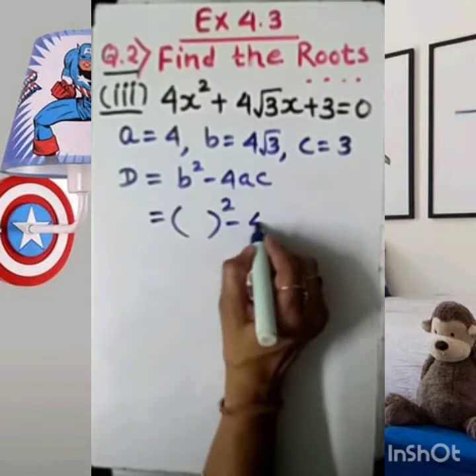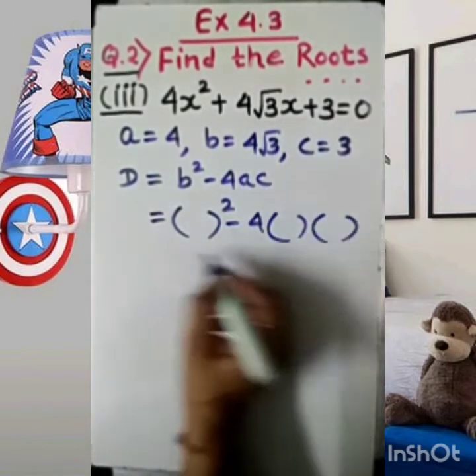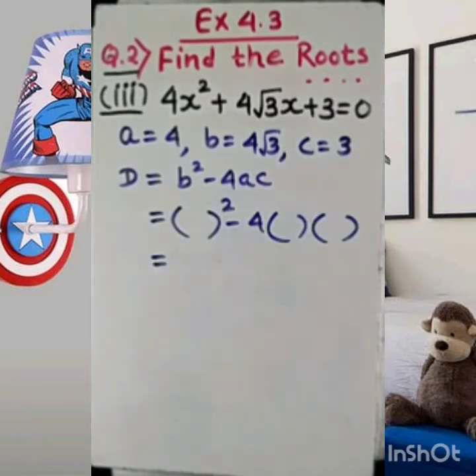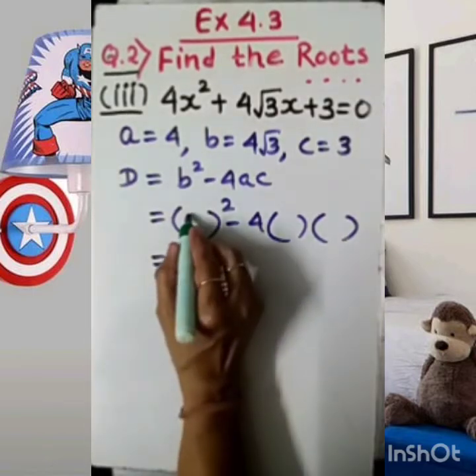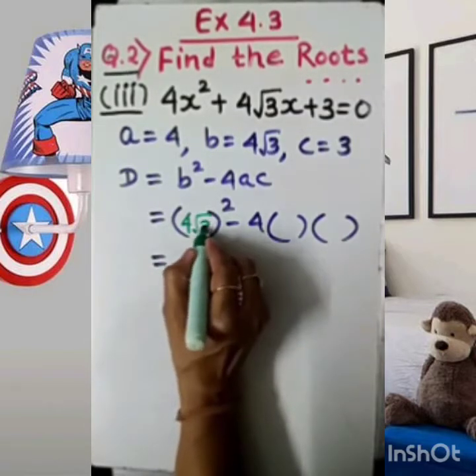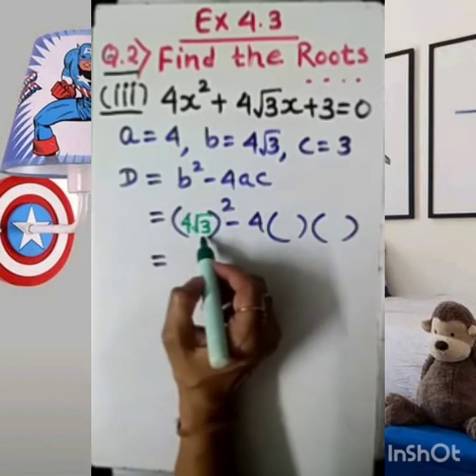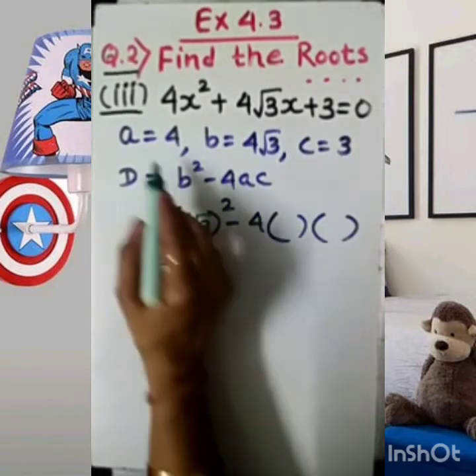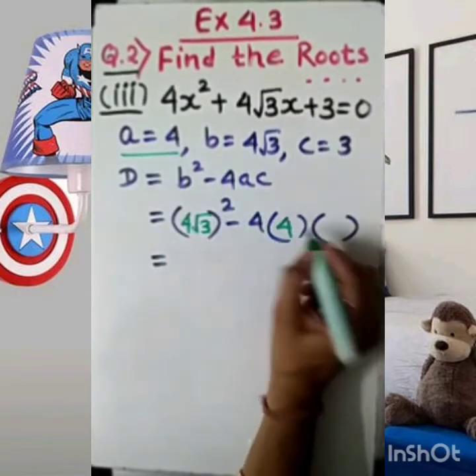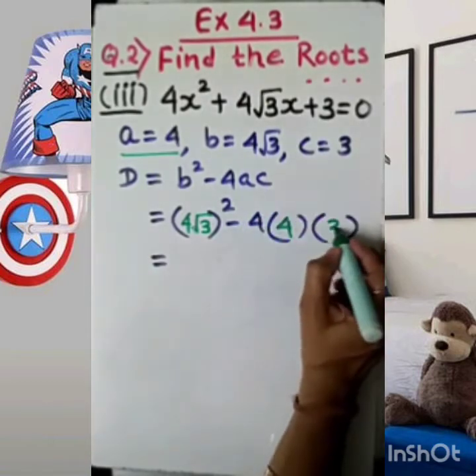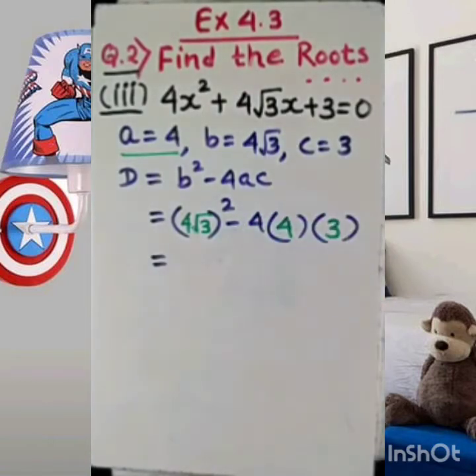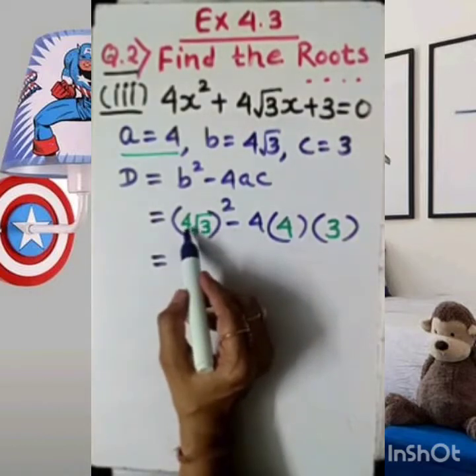So let me substitute the values carefully along with the proper sign. The value of B we are given is 4 root 3, so in place of B I am writing 4 root 3. What is A? A is 4. What is C? C is 3. Now how to simplify this? Look at your screen and just try to understand.